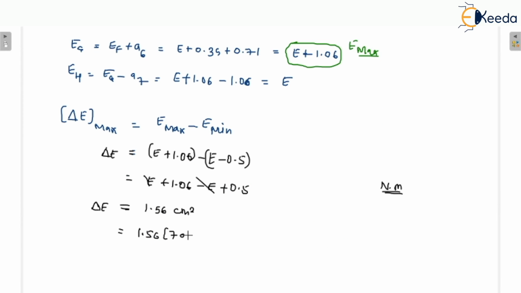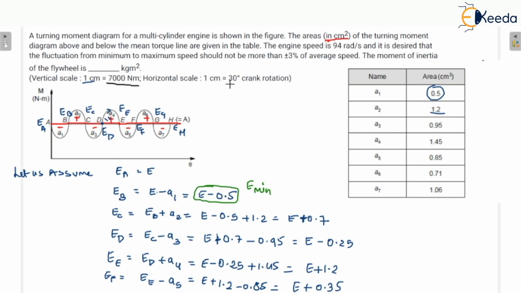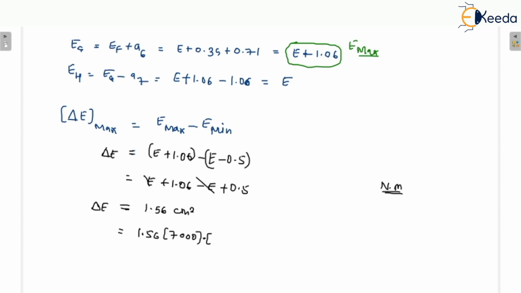So that is 7,000. Now again there will be a centimeter which is multiplication, so there will be 30-degree rotation. This is actually multiplication, so this is 30 degree. You have to use radian. In radian, units must be radian, so we can convert theta into radian. So this would be the delta E, that means the fluctuations of the energy.